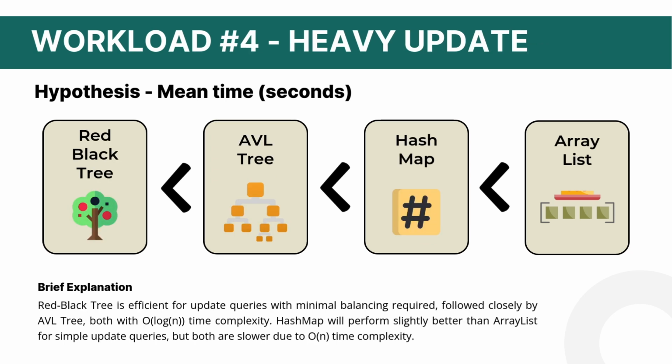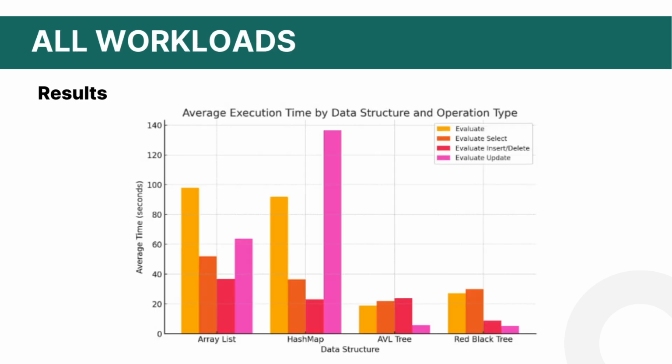Last will be heavy update. Red black tree will be the most efficient for update queries with minimal balancing required, followed by the AVL tree, both with O(log n) time complexity. The hashmap will still perform slightly better than array list for simple update queries, but both are still slower because of the O(n) time complexity.